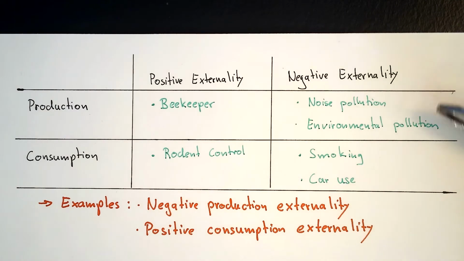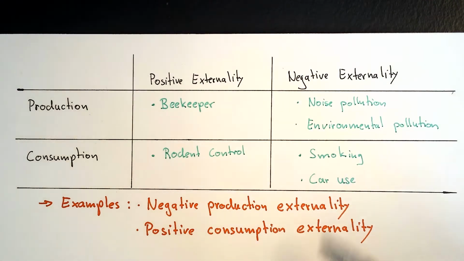So let me start with a negative production externality, because this is probably the best known example, or which comes to mind when the term externality is used. A negative production externality occurs if a firm engages in a production process and there is some negative cost associated with that production process. And that cost is paid by society.